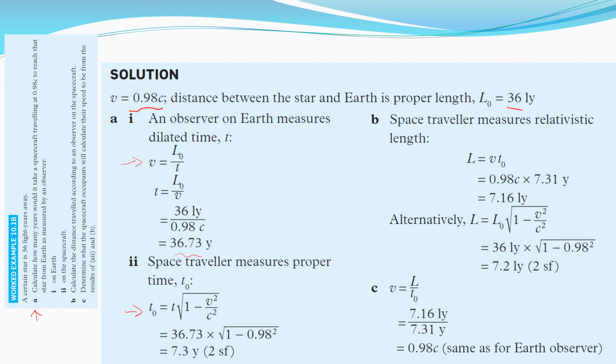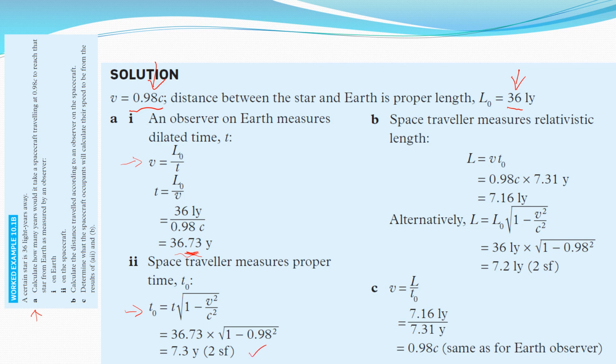36.73 years is how long the trip appears to take from Earth. Because you're travelling almost the speed of light for 36 years, and you're not quite travelling the speed of light, there's that extra 0.73 bit, so slightly over that. Plug those numbers in, it will take 7.3 years.